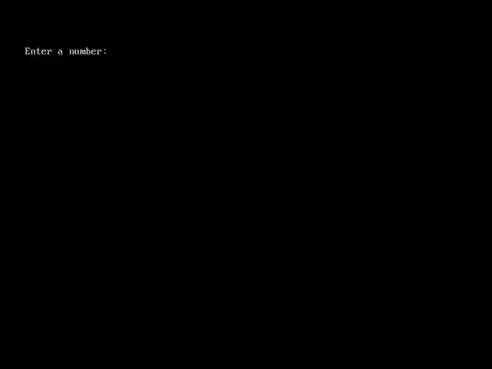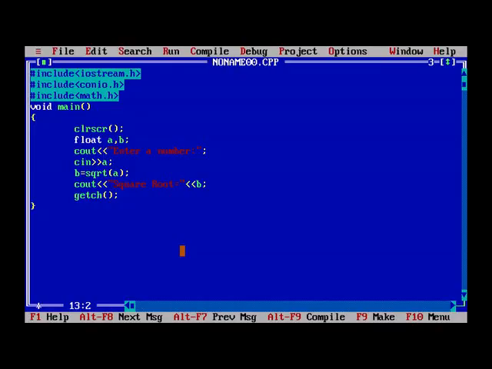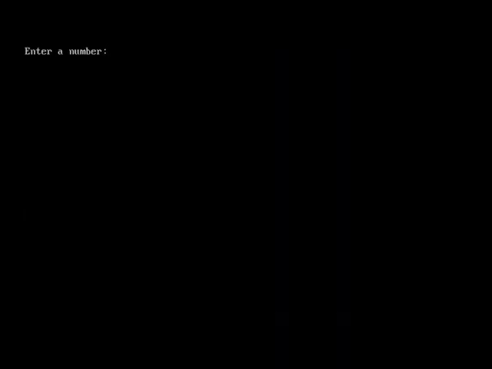Okay, now you can see the first message that the computer gives you is enter a number. Let's give a number, say for example 25. So here you can see the square root of 25 is 5. Okay, let me execute once again. We'll try out with a different number. Let me put a number, say 36, and the square root of 36 is 6.